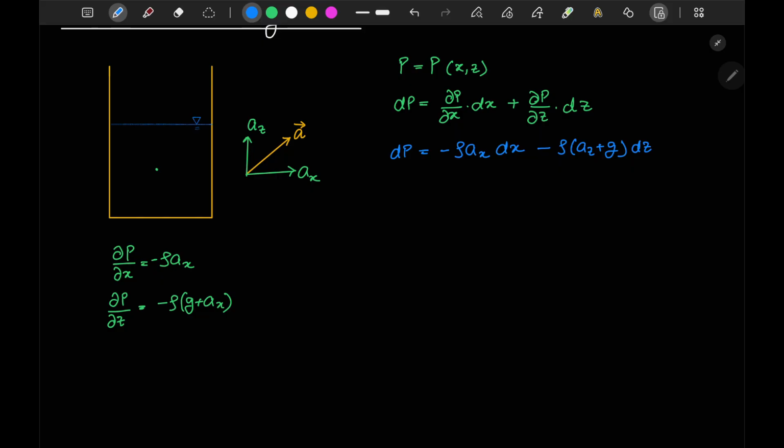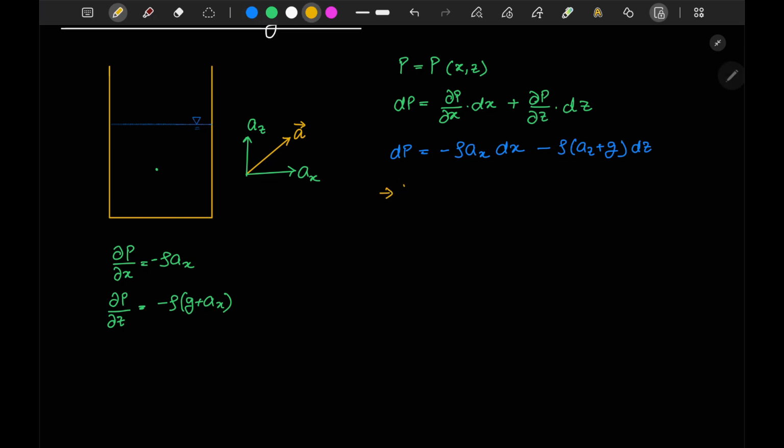Okay, so this relation gives the change in pressure between any two points. If I integrate it from 1 to 2, I will get p2 minus p1 here, and this will become x2 minus x1, and this will become z2 minus z1, because ax and az will be constant throughout the liquid.